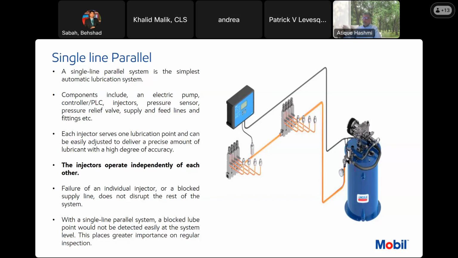So in a single line parallel system you have injectors, and there are so many types of injectors. In this one, I have included a picture from an SKF dual line system. Components include an electric pump, a controller, injectors. These are the injectors. Pressure sensors. This is very essential. It is necessary for the system to work. Supply and feed lines and fittings, as we discussed previously. Each injector serves one lubrication point and can be easily adjusted to deliver a precise amount of lubricant with a high degree of accuracy.